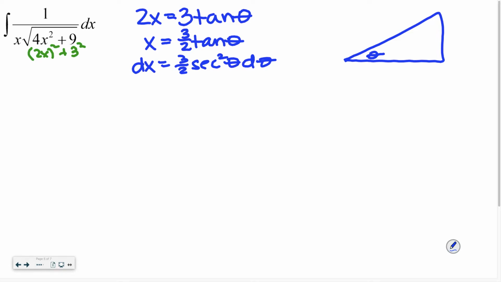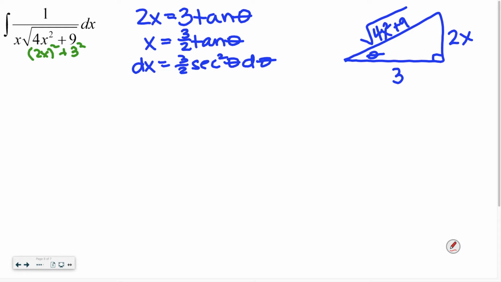Now, our tangent ratio would be 2x over 3. And so I'm going to label my triangle accordingly. I have angle theta. Are we all okay with what we have here so far?